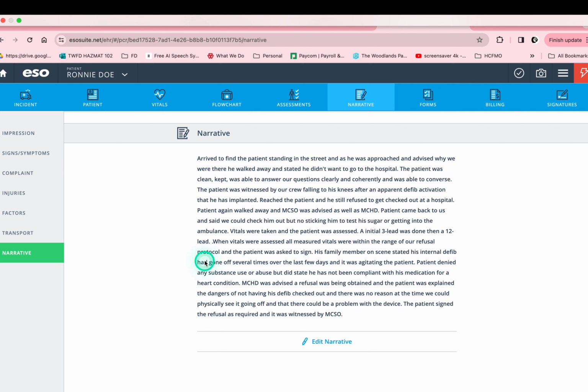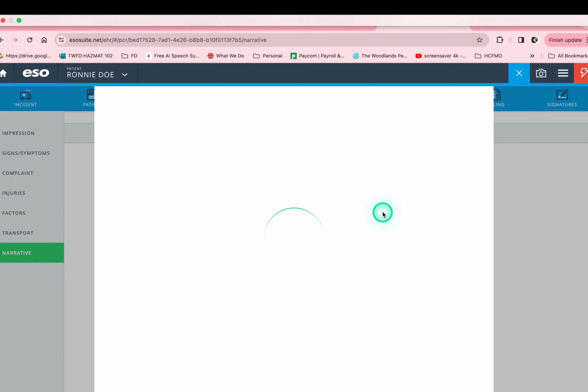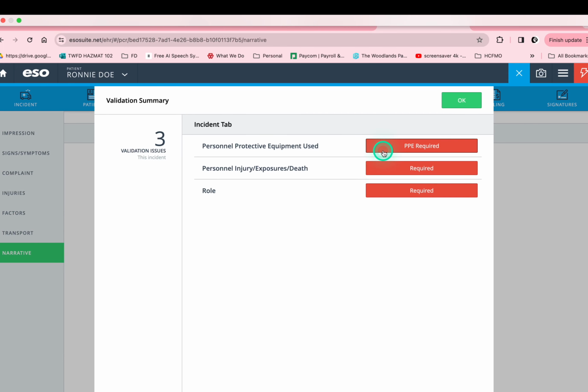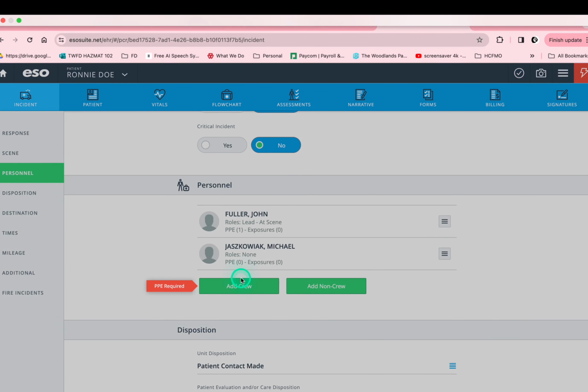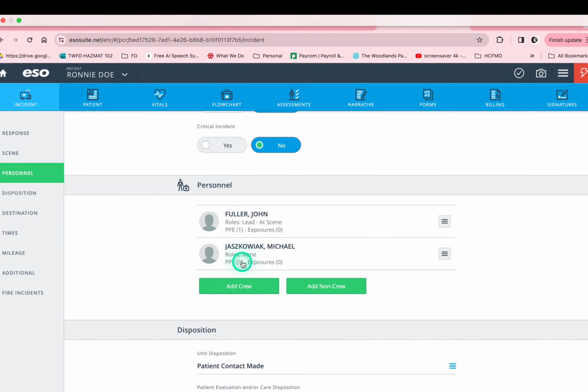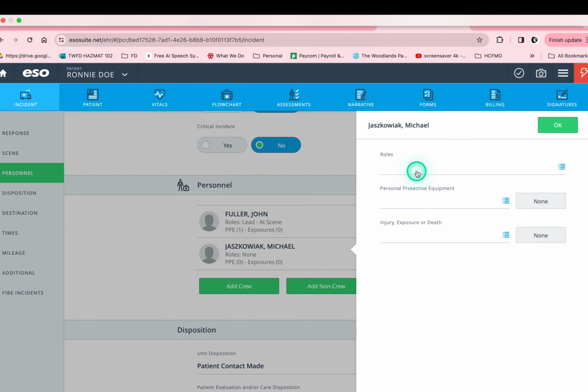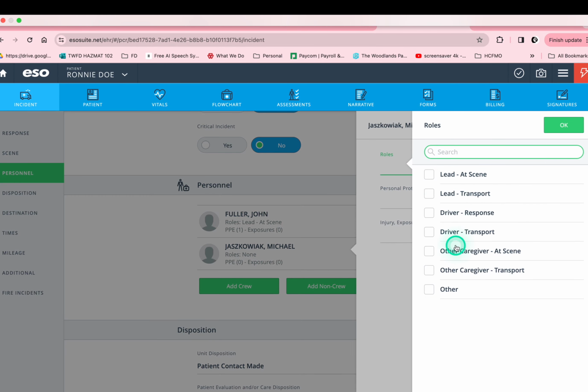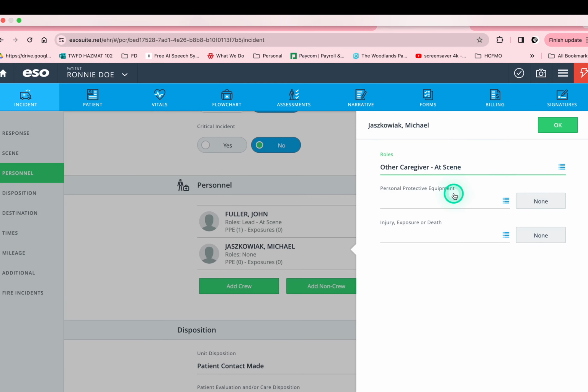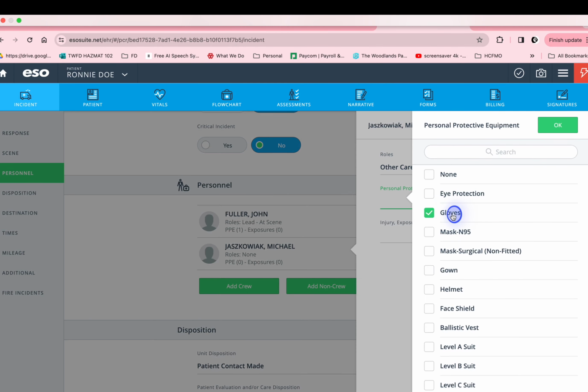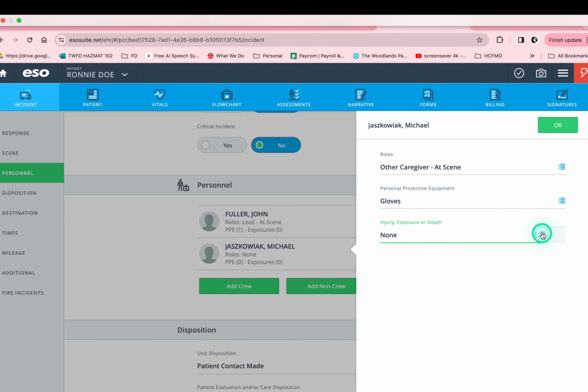Okay. All right, call's done. We've gone through the vitals and everything here. We're going to go up, close this out and see what we've got to do. Oh, okay. Yeah, now you need to fill out PPE. So we're going to come here. Okay, so now, he was an other caregiver at scene. PPE: he did gloves. No injury.